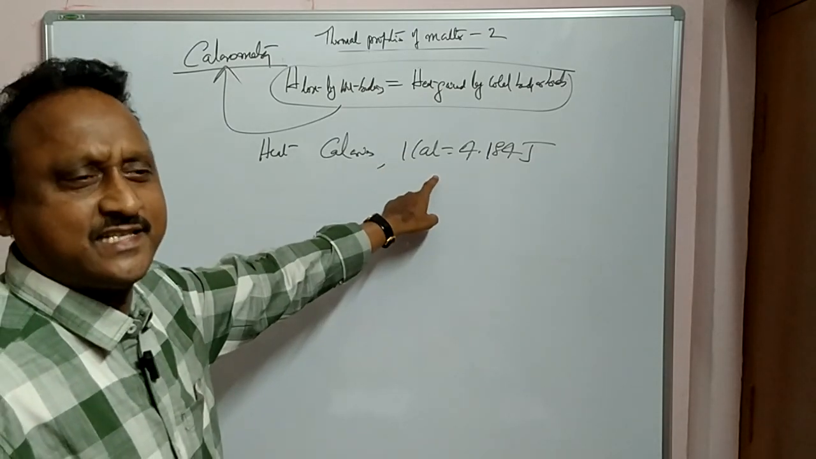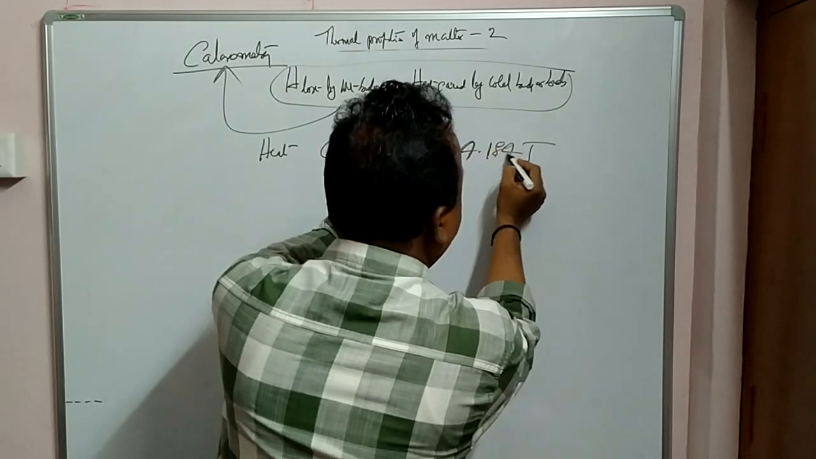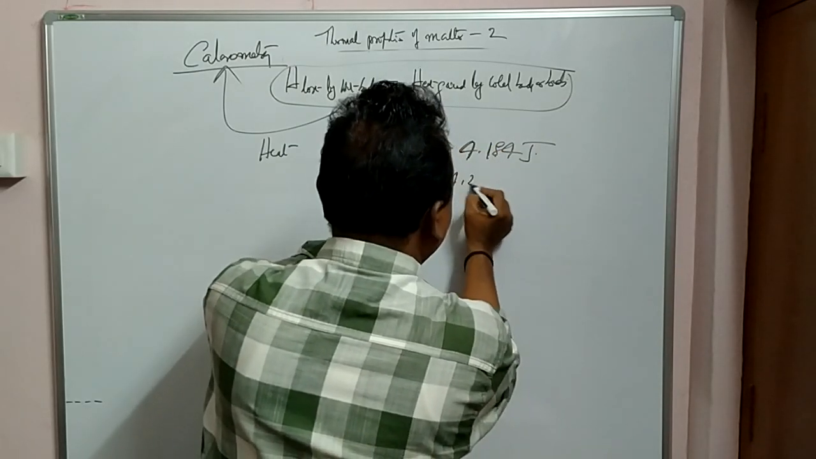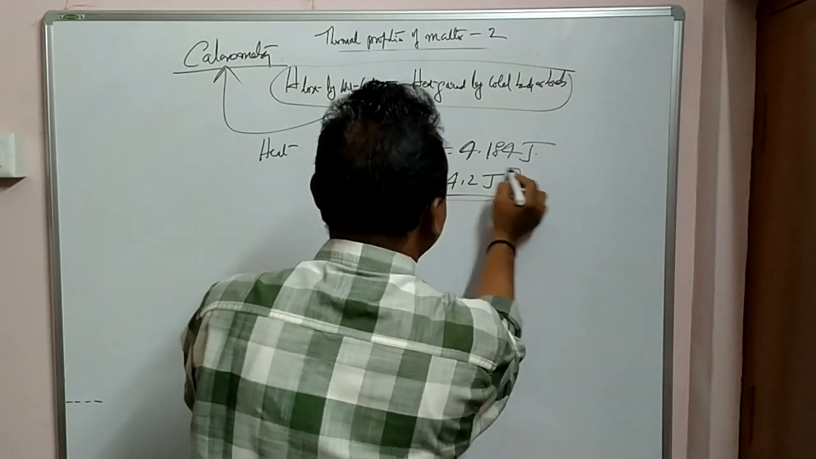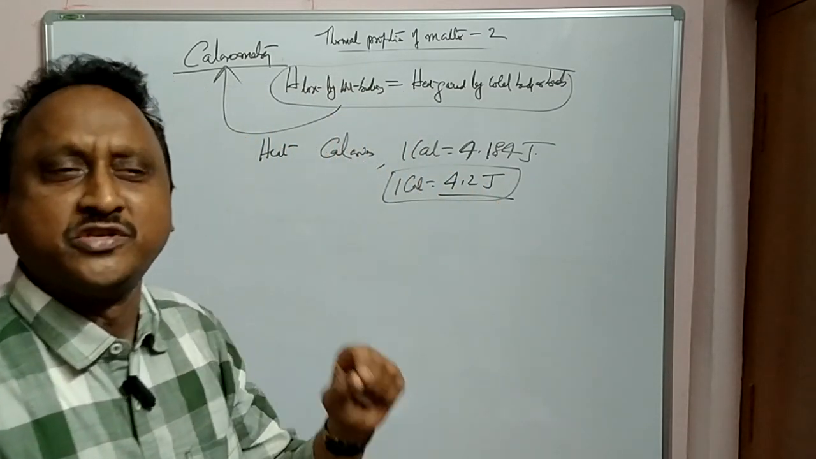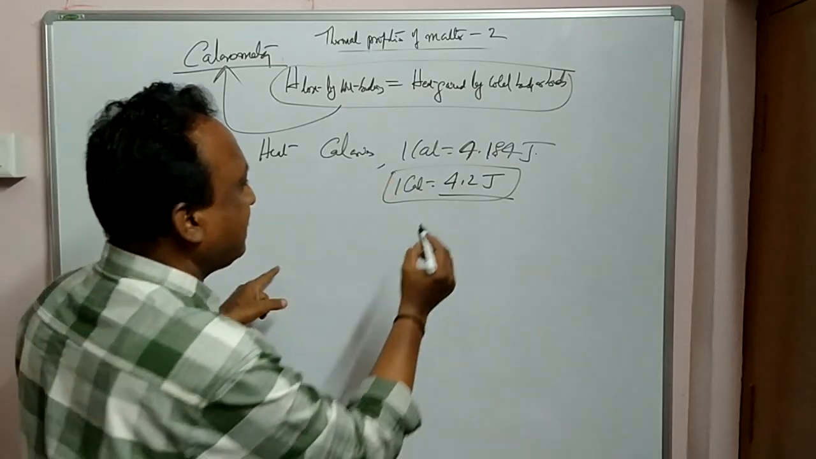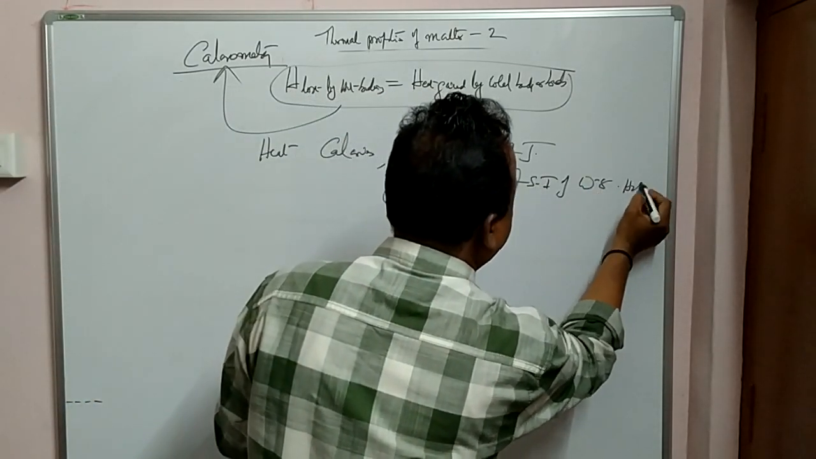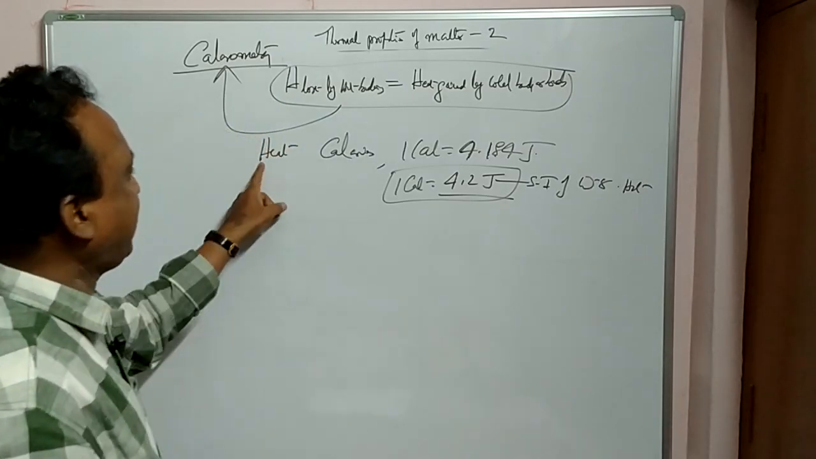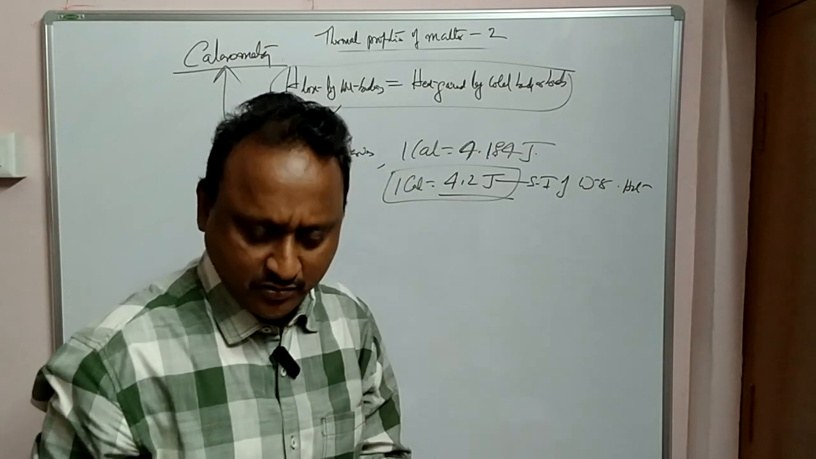Of course you can take it in CGS. So one calorie is equal to 4.184, which we also take as 4.2 joules. 1 calorie is also equal to 4.2 joule. Joule is named after the scientist James Prescott Joule. It is the SI unit of work done or heat also. So heat is measured in calories. 1 calorie is equal to 4.184 or 4.2 joules.